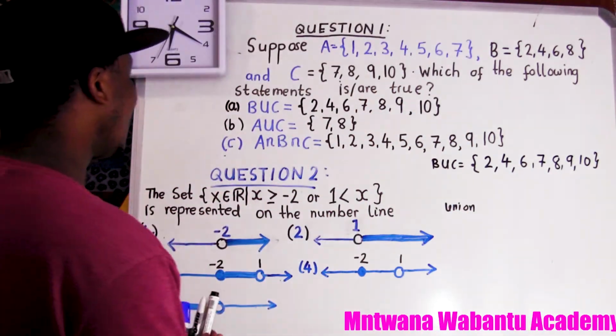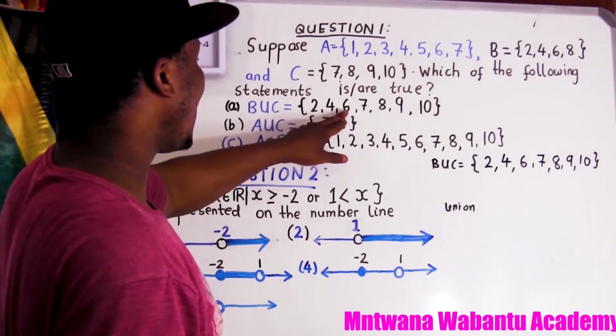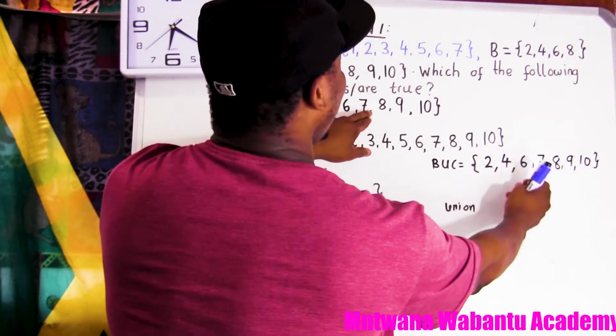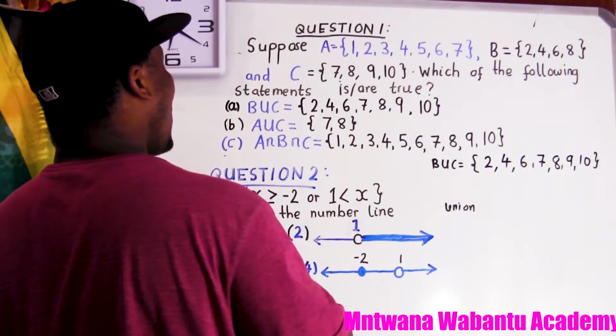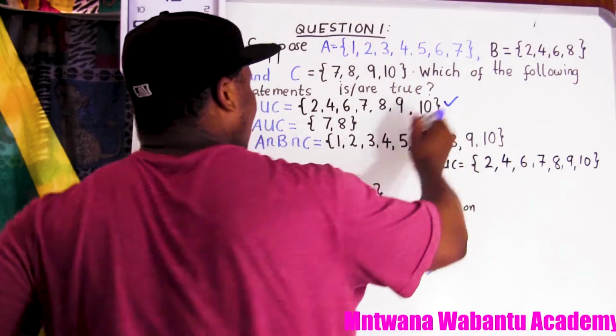So we come here to the options, they say B union C. Let's see, 2, 4, 6, 7, 8, 9, 10, yes, true. So option 1 is true.